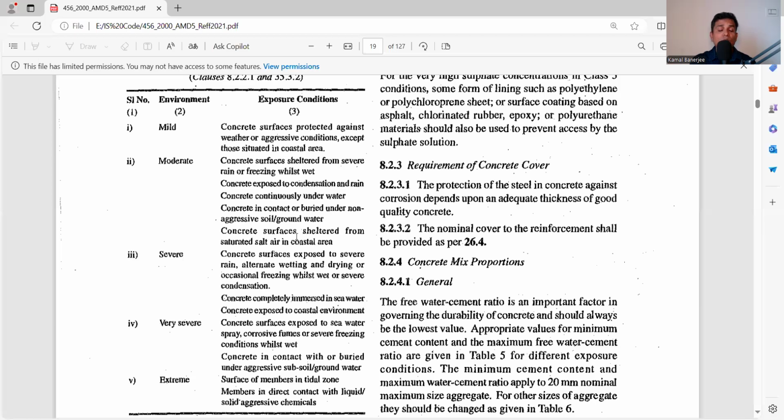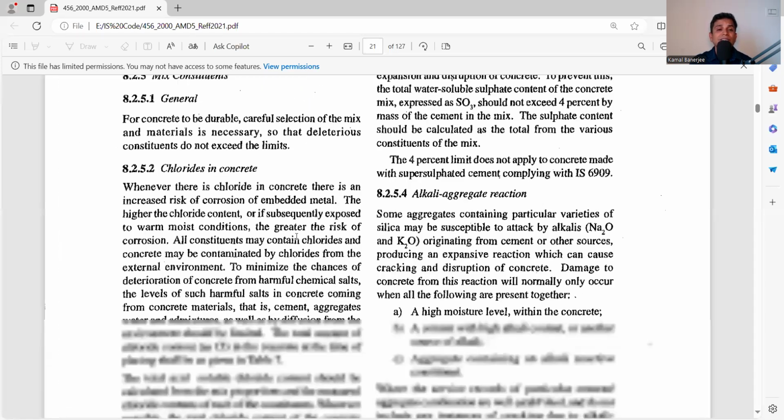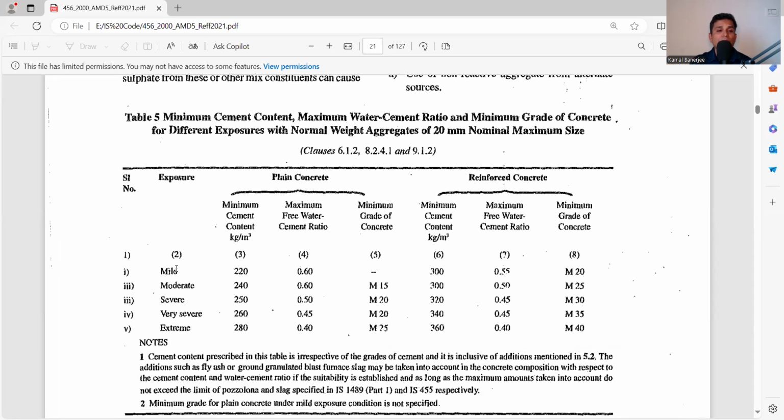IS 456, and accordingly we need to choose the different kinds of water cement ratio and minimum cement content, which is also explained in IS 456 in Table 5. Let's see in Table 5 what the minimum cement content, maximum water cement ratio, and minimum grade of concrete are for different exposure conditions with a nominal maximum size of aggregate. So these are the conditions. See, my condition is mild, moderate, severe, very severe, and extreme.